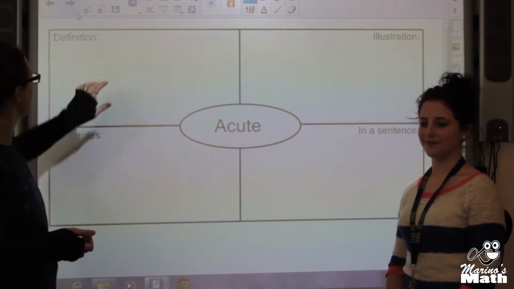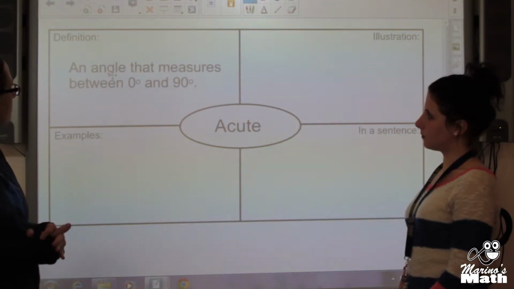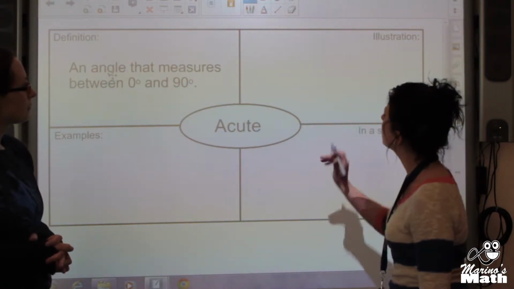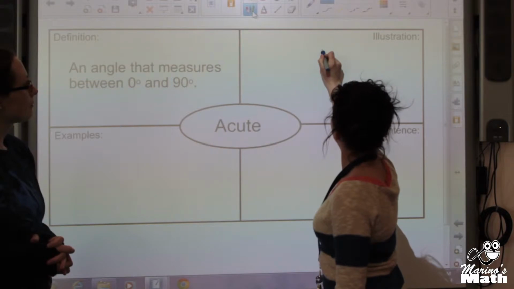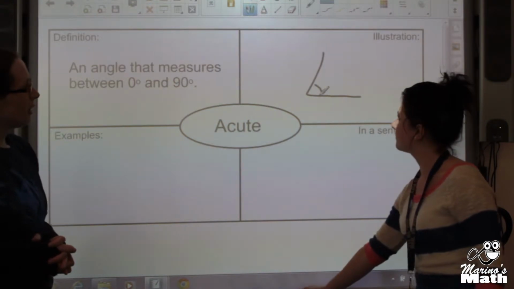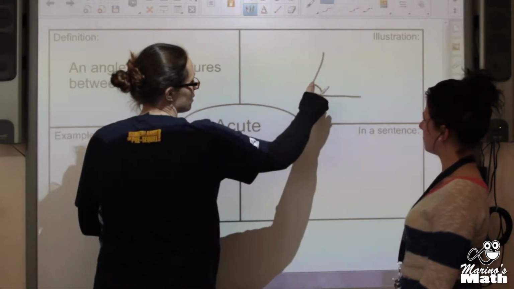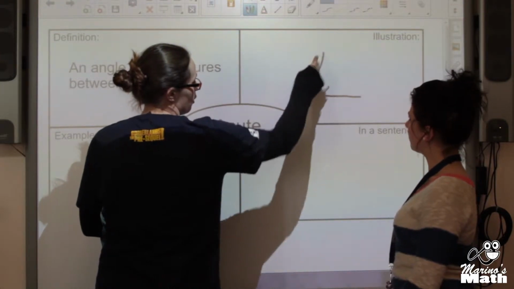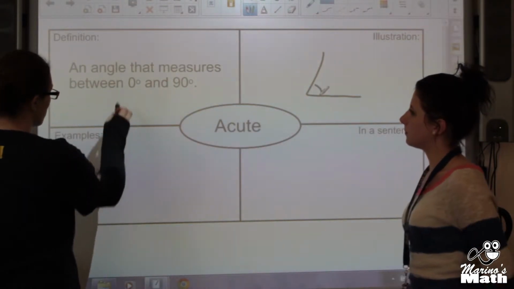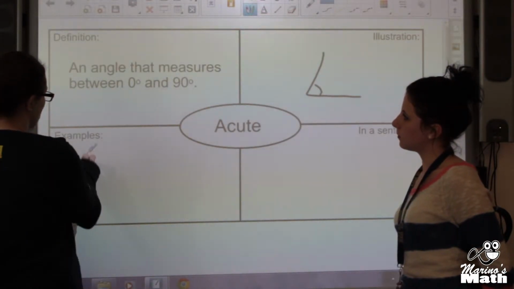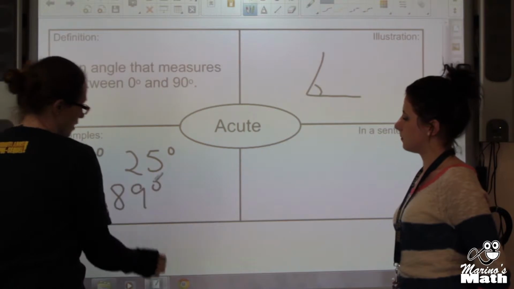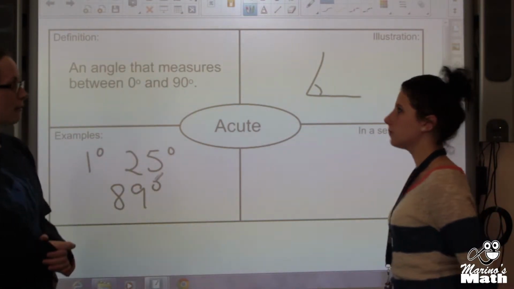The first one we're going to talk about is the acute angle. And it is an angle that measures between 0 degrees and 90 degrees. Alright, so it's going to look right. Perfect. And again, the angle is what is inside. It is shown by this small line. So this is the angle that we're talking about, not the outside piece. And an example would be pretty much anything that is bigger than 0 or smaller than 90. So 1 degree, 25 degrees, 89 degrees. Any one of these would be examples of an acute angle.